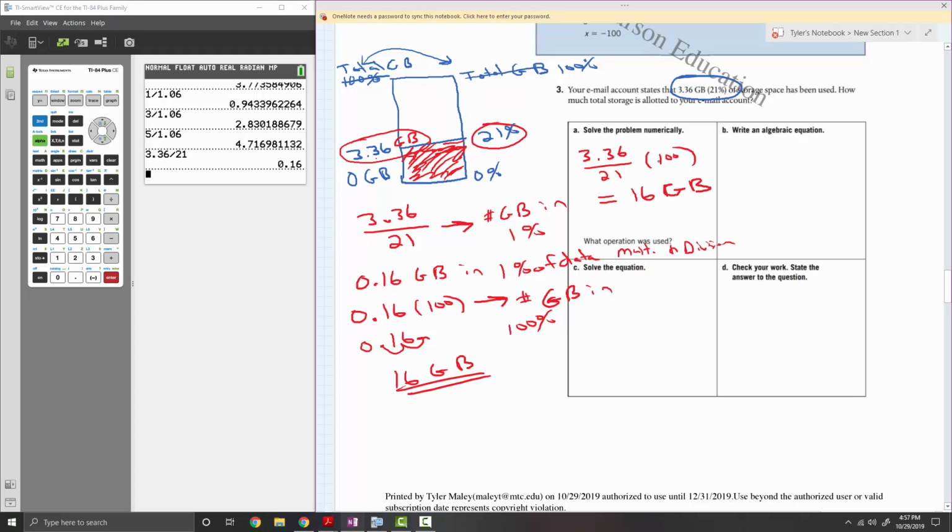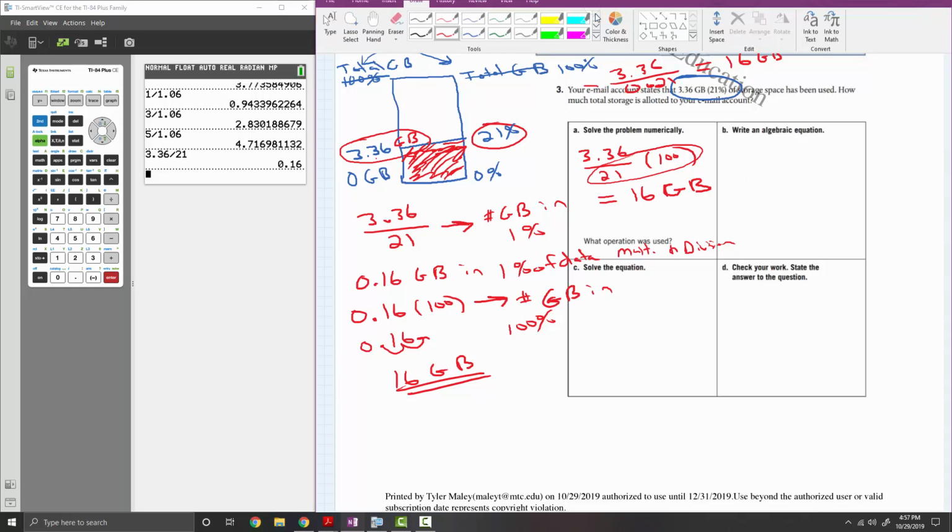So what I mean is if I would have taken 3.36 divided by 0.21, this would also get me my answer of 16 gigabytes. It's just another way to rewrite this. Basically, you're dividing the top and bottom by 100, so that way you're changing the decimal point in the bottom. But you didn't have to do that. I think doing it the way we did is easier, especially with thinking about this meter, if you will, the picture that we drew.